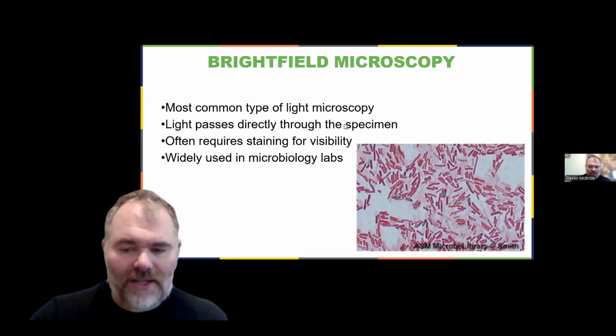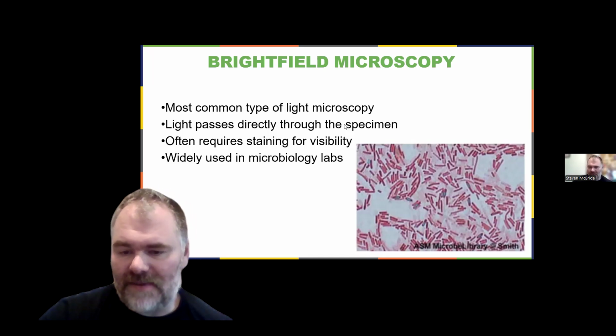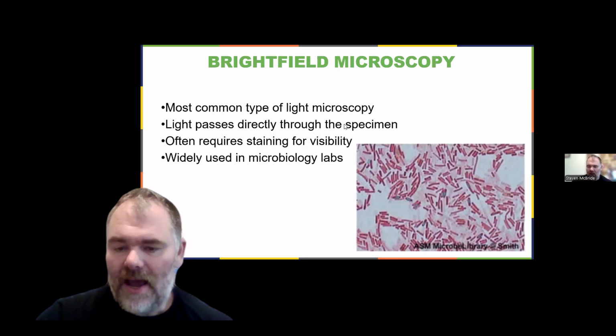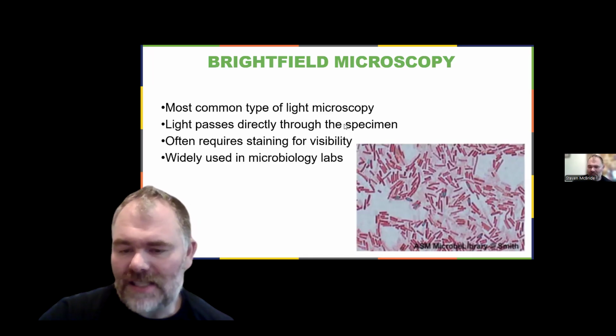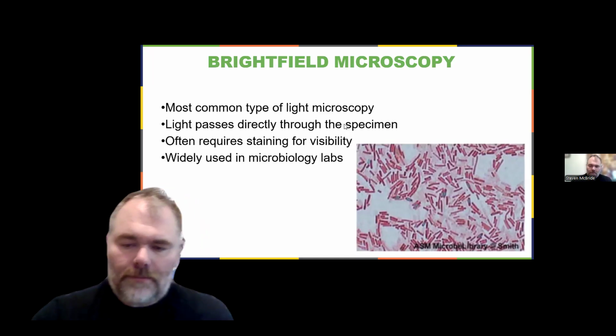clearly without additional contrast. To solve this problem, samples are often stained with dyes that increase visibility by coloring cells or specific cellular structures. In this image, the bacterial cells have been stained, allowing the rod-shaped bacteria to stand out clearly against the lighter background. Without staining, many of these cells would appear faint or nearly invisible under a standard light microscope.